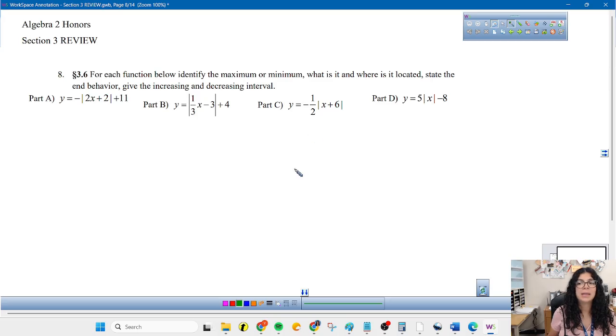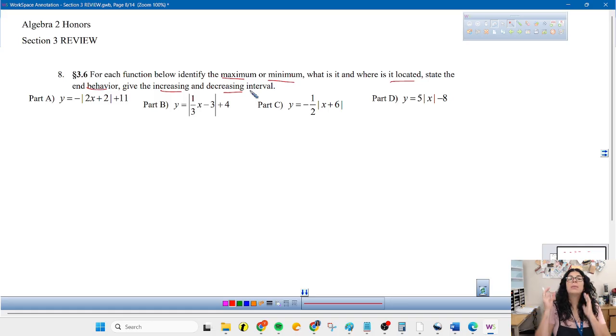Moving on to number 8. So here they want us to go ahead and identify the key features. Identify the max or min, and where it's located, and also the end behavior and the increasing and decreasing. So since I'm going to be doing some key features, I'm going to make a rough sketch. So on the first one, I need to figure out the vertex and which way it's facing. The A value here is negative, and when you have a negative A value, it is going to be facing down. Now the question is, this is facing down, but what is the vertex?